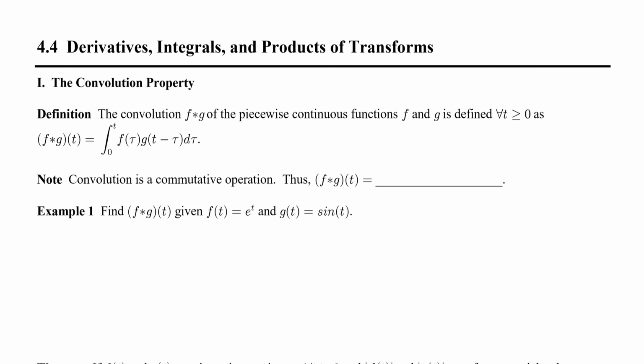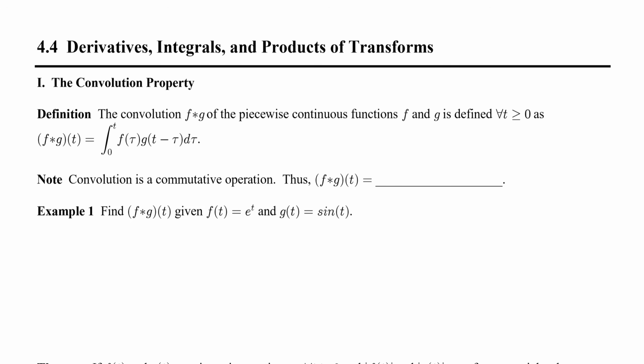Definition: the convolution f star g of the piecewise continuous functions f and g is defined for all t greater than or equal to 0 as f star g of t equals the integral from 0 to t of f of tau times g of t minus tau d tau.